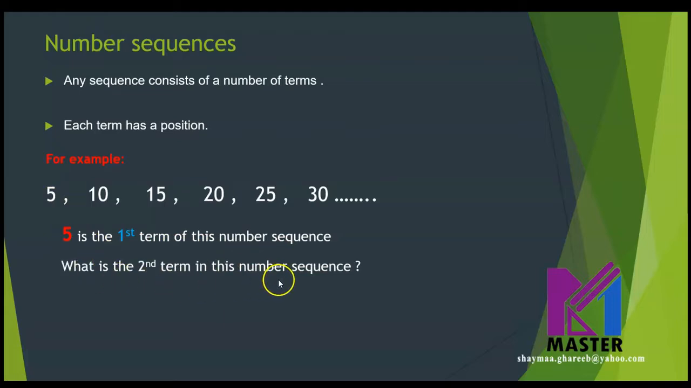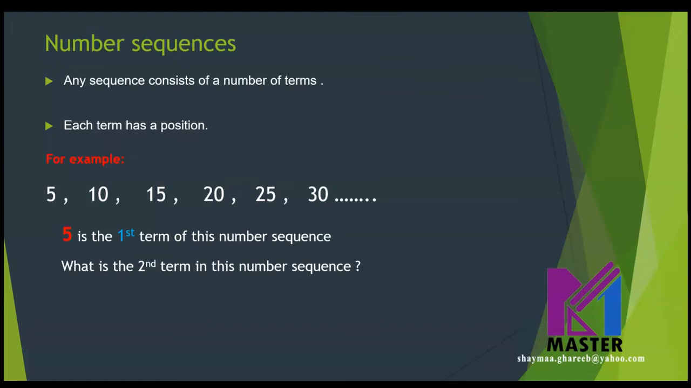What is the second term in this number sequence? It will be 10. What about the third term? It will be 15. What about the fourth term? It will be 20, and so on. Okay? And this is the position of each term. So the position of the first term, which is 5, is the first position, or 1. 10 is the second term and its position is second. 15 is the third term and its position is third, or 3.